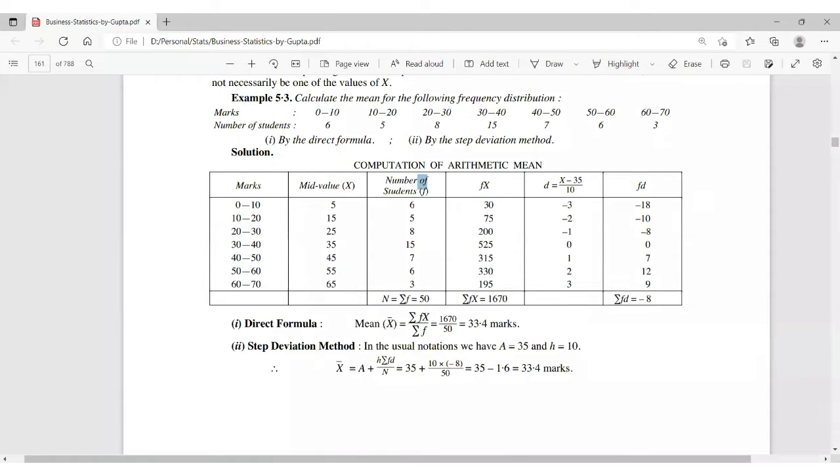First, because there is a range given, the variable is in the form of a range. So for the calculation, we need a single value. To get the single value, we find the class mark. Class mark is lower limit plus upper limit divided by 2. See, lower limit is 0, upper limit is 10, so that is 5. The range is given as 0 to 10.